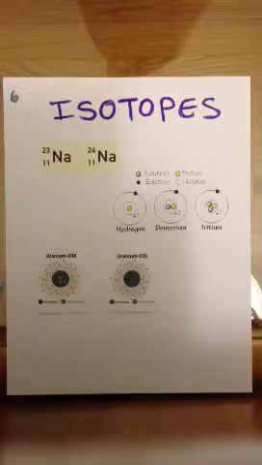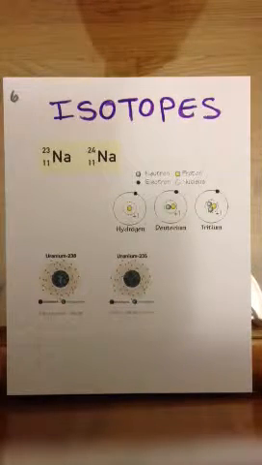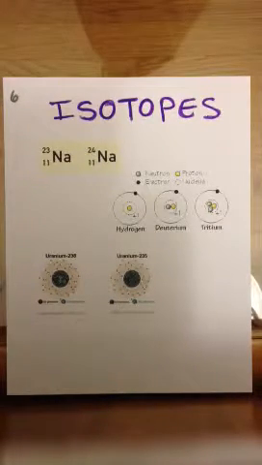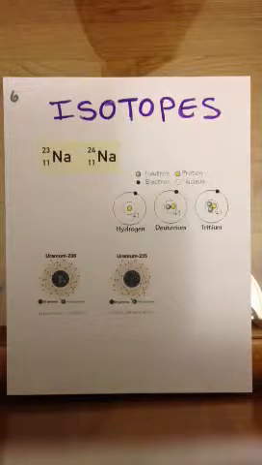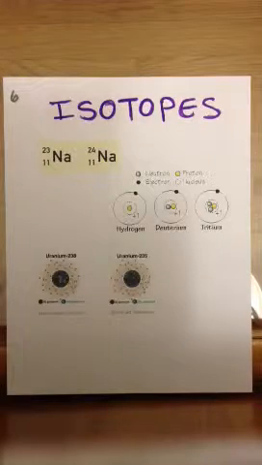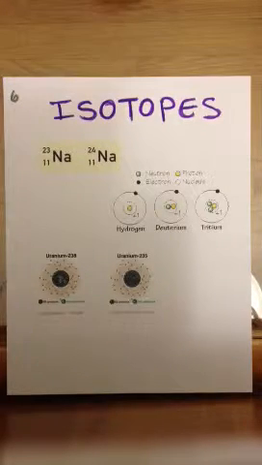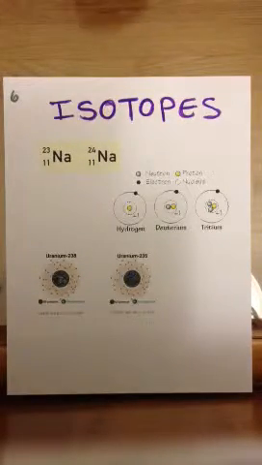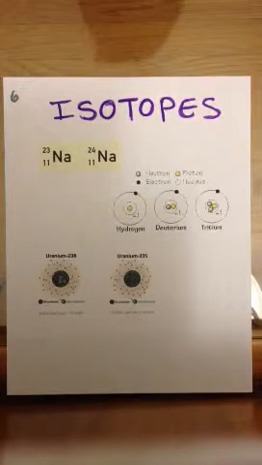The periodic table gives us the average atomic mass of each element, which is calculated based on all the isotopes of the element and their respective relative abundances. When isotopes are unstable, they are radioactive and emit radiation until they become stable. Here are some examples of isotopes.